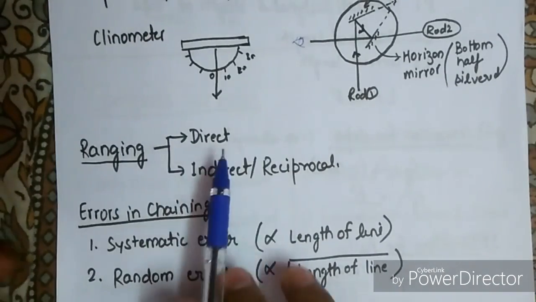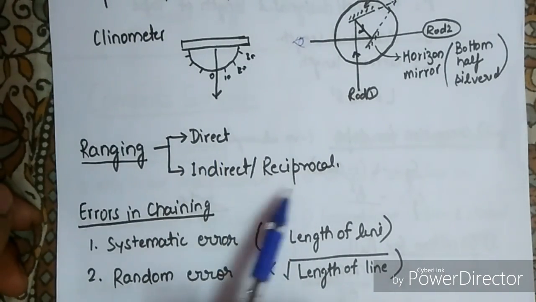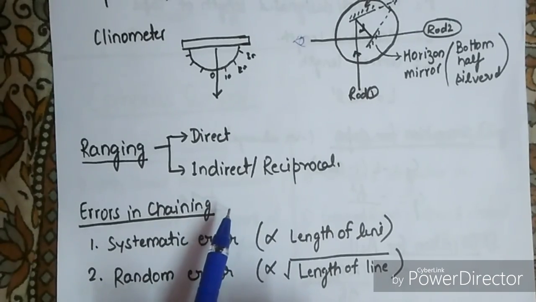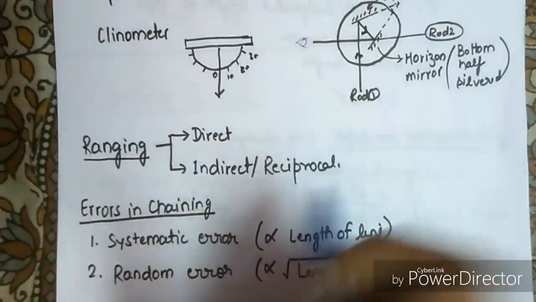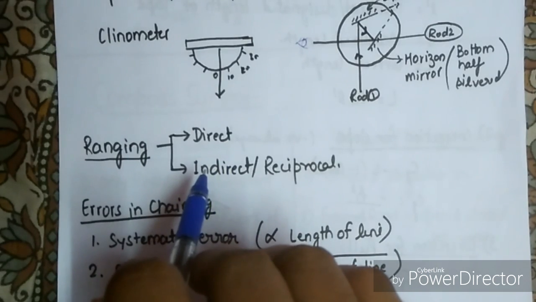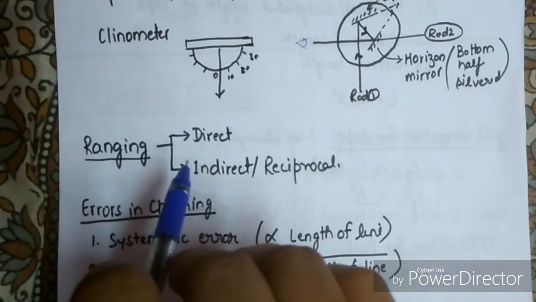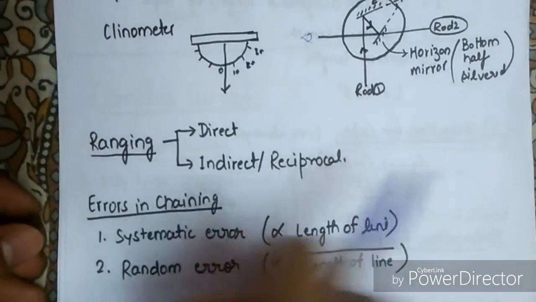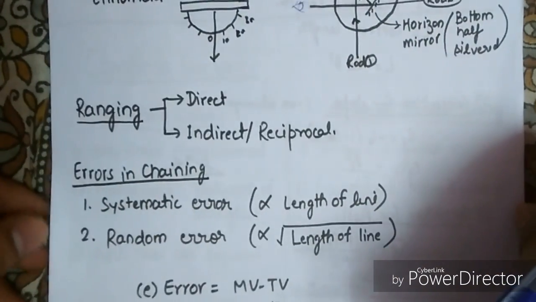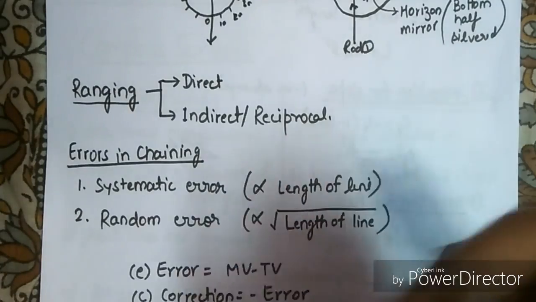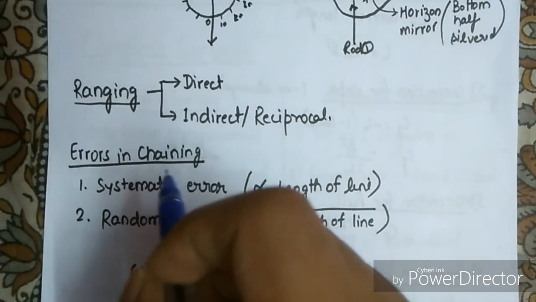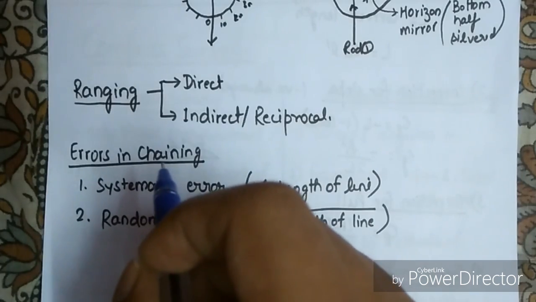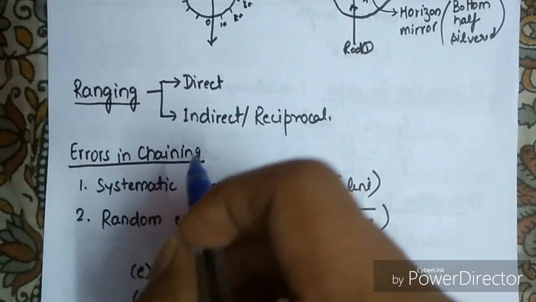Next process is our ranging. Ranging is either direct or indirect or reciprocal ranging. Ranging is the process of establishing intermediate points along a straight line. Direct ranging is where intermediate points are established along the chain line by direct observation from the station, while indirect or reciprocal ranging is the method adopted when the end points are not intervisible due to rising ground between them, or due to the long distance between the end stations.